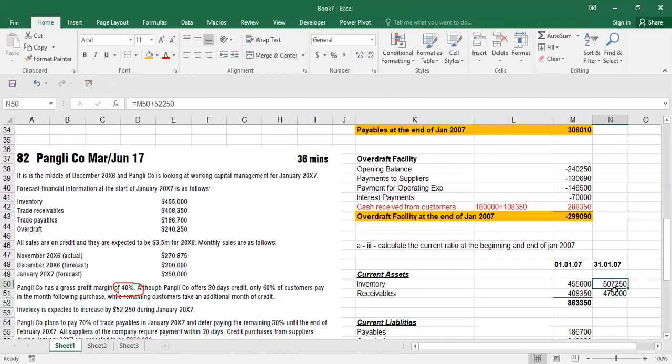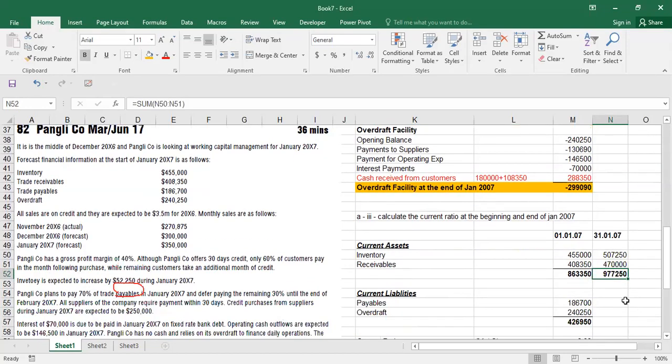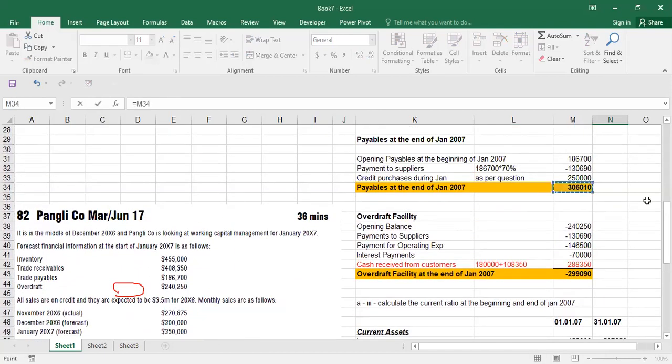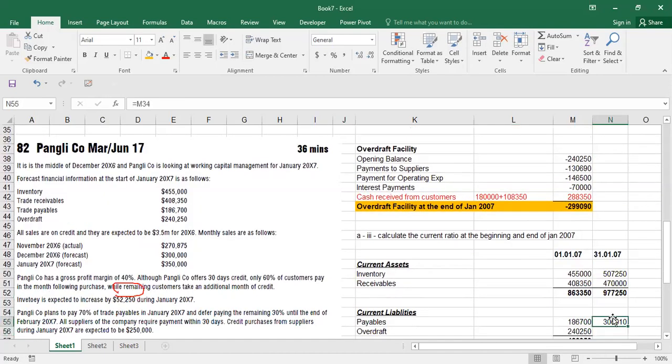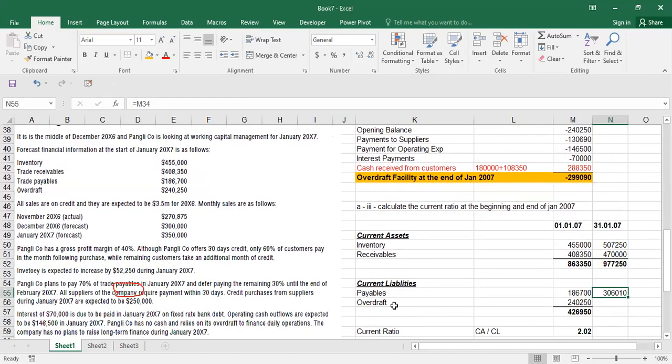So my current assets at the end of the period are 977. If I talk about liabilities, payables we calculated was 306. This is your payable at the end of the period. And overdraft, how much will it be? Overdraft will be this number, and let's multiply it by -1 so that we get a positive number. We can add them, and this is your current liabilities. And then you just press Ctrl+C and we put it here.